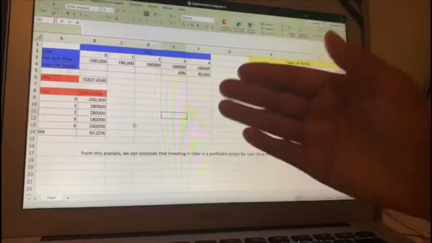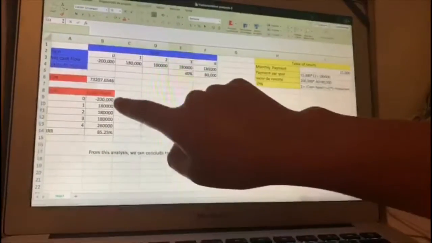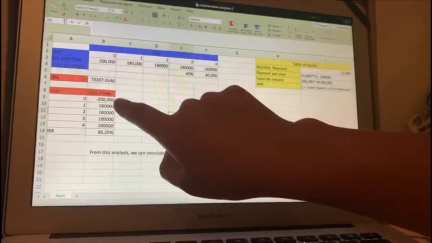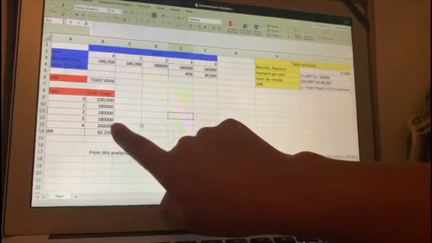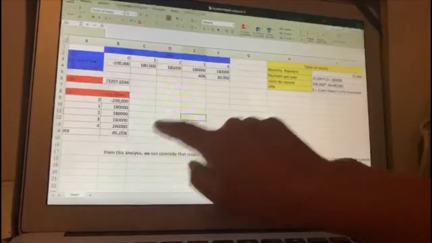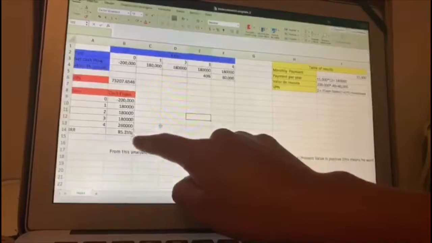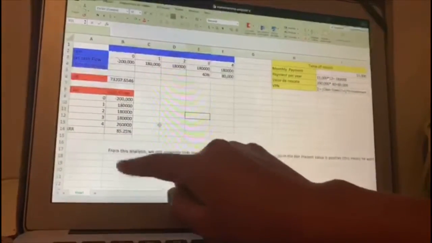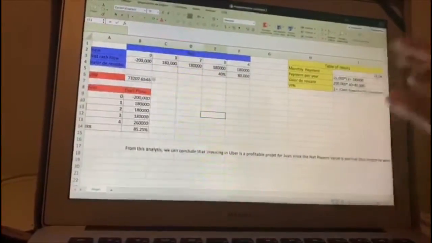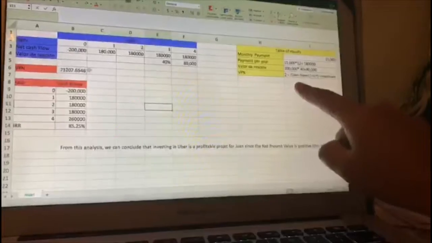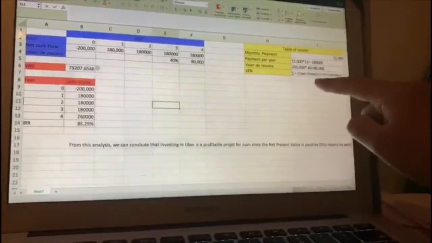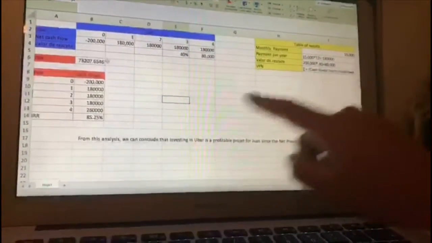After that, we have to do the cash flows table. In year 0, we can see the investment of 200,000 pesos, and then we get 180,000 pesos each year. But in year 4, we have to add up the rescue value, and we get 260,000 pesos. After that, we get the internal rate of return with an Excel formula, and then we calculate the net present value with an Excel formula, which is basically the sum of all cash flows over 1 plus the internal rate of return.